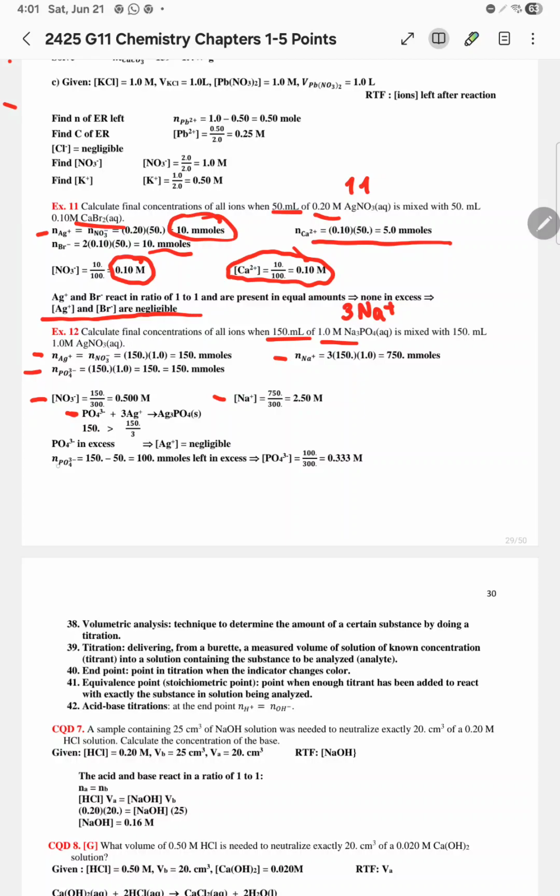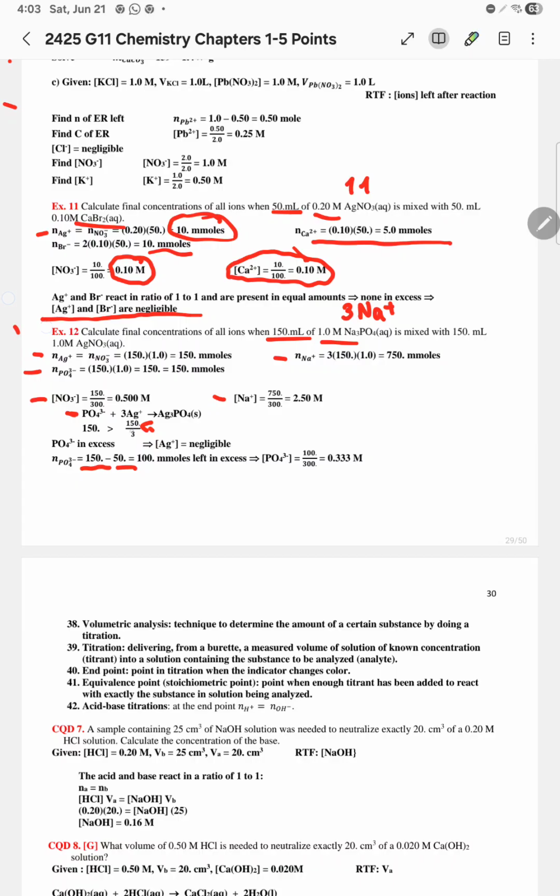Then to find the concentration of all ions. Yeah, they want the concentration of all ions. Oh yeah, it's negligible, by the way, because it's such a small number when you divide it by 3. So 150 minus 50. What's 50? Wait, where'd the 50 go? I had the 50 in front of me.